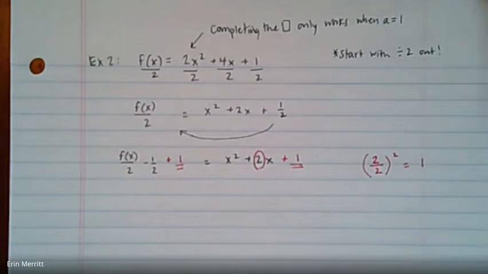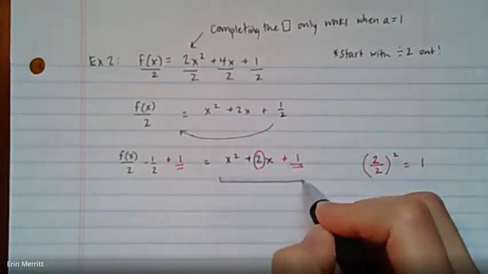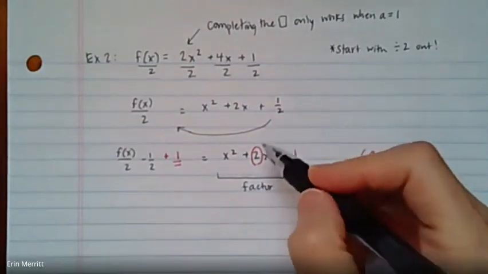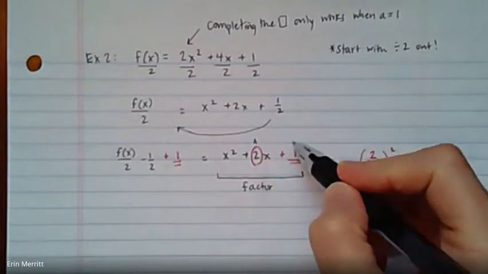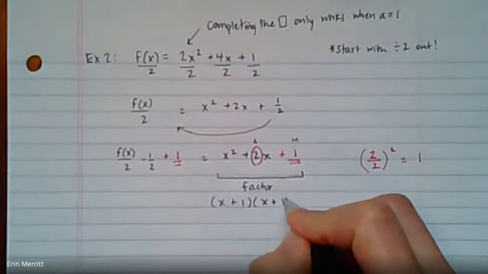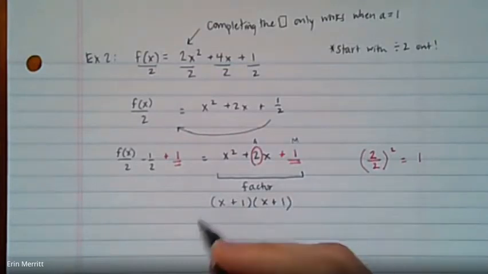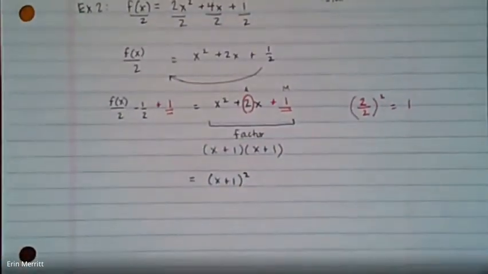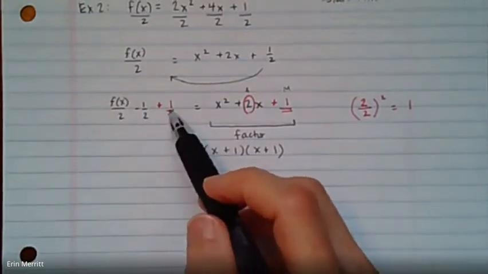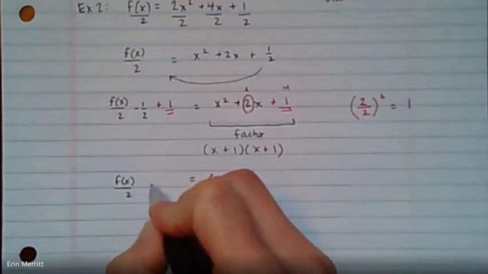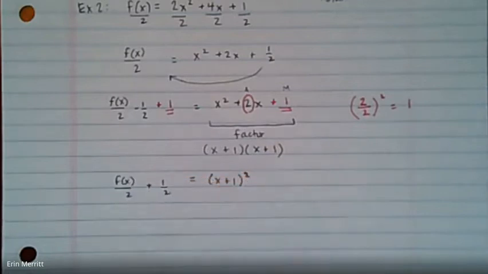What you should now have is a quadratic here that is factorable. So you can factor this guy by thinking about what adds up to 2 and multiplies to 1. Well, that would just be x plus 1 and x plus 1. So nothing crazy there, which means I can rewrite this as x plus 1 quantity squared. All right, on the other side, let's just clean it up. Minus 1/2 plus 1 turns into really plus 1/2. So when I bring it down, I have f of x over 2 and then plus 1/2.